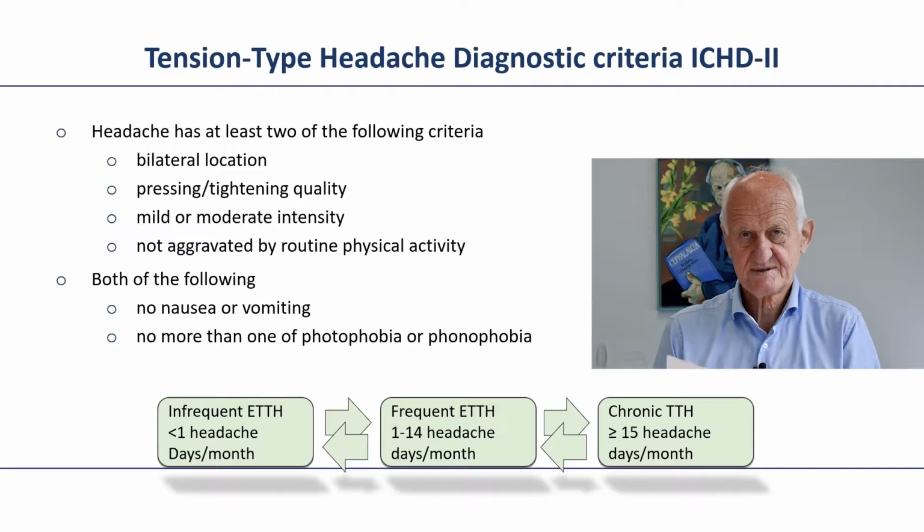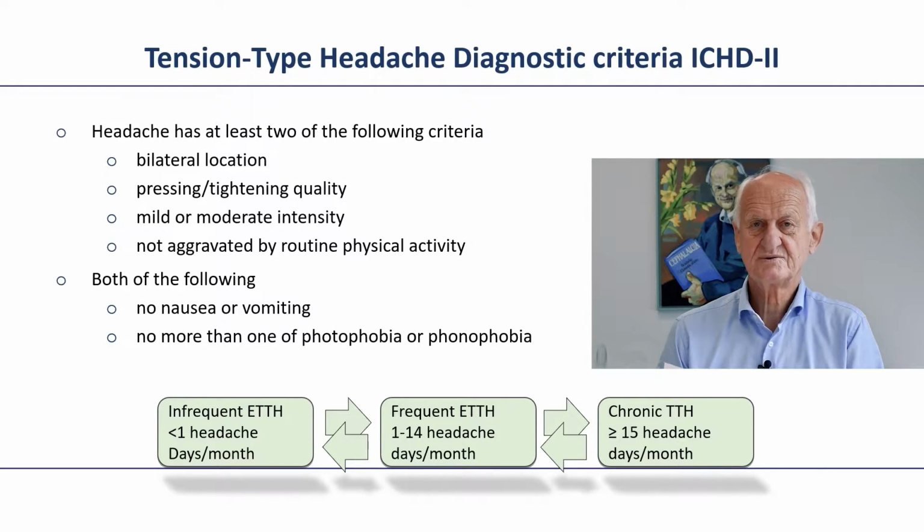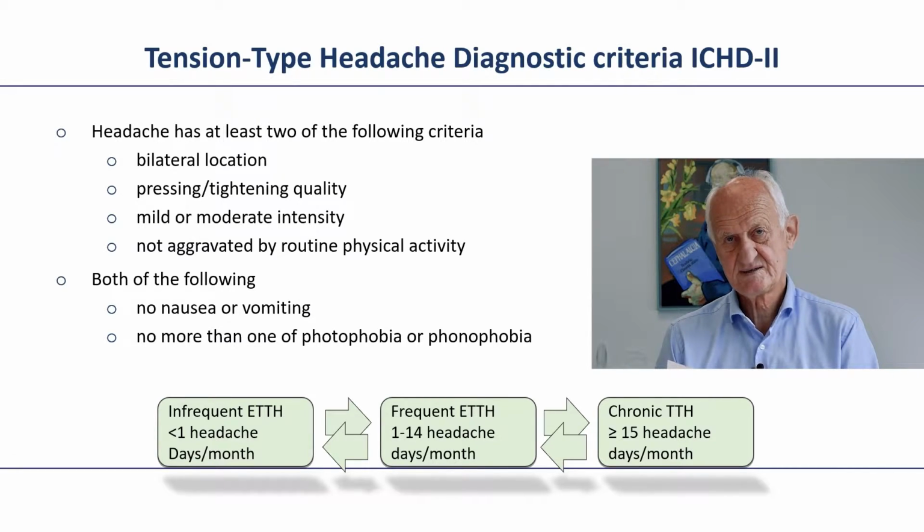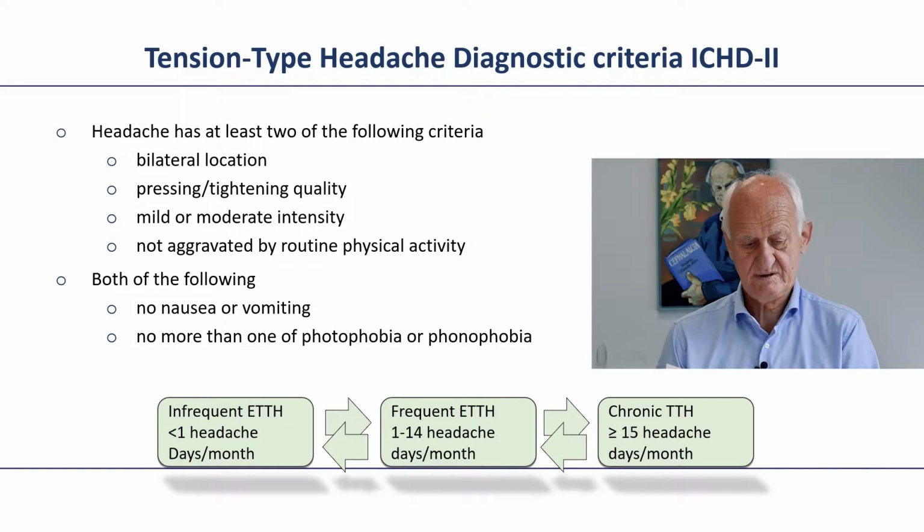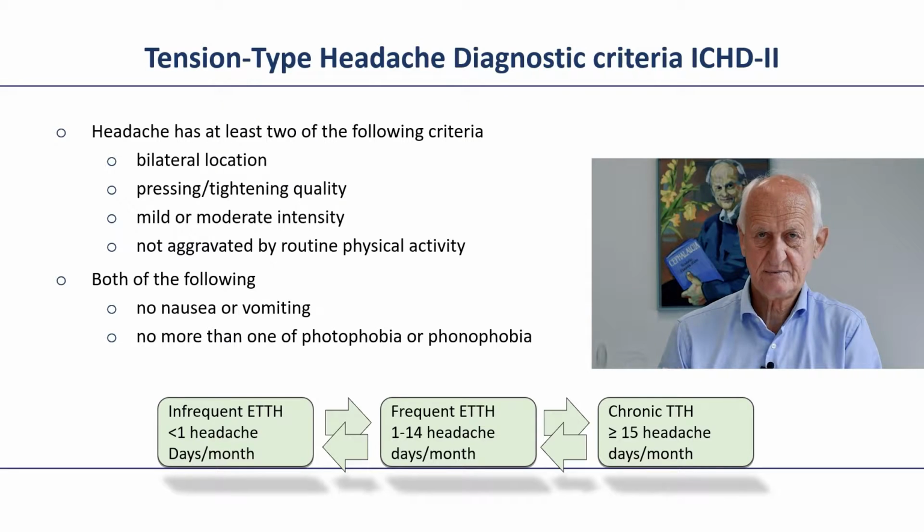And at the bottom you see that we subdivide tension type headache according to frequency. It's actually more or less the same phenotype of the attacks, but it's according to frequency. So infrequent tension type, less than once a month. Frequent, between 1 and 14 days a month.